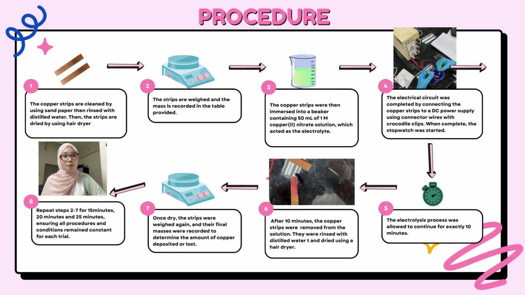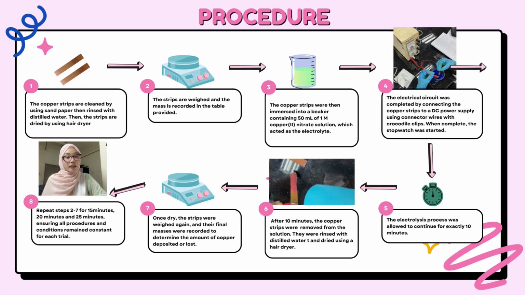First things first, the copper strips are cleaned using sandpaper before being used in this experiment. Then the copper strips are rinsed with distilled water and dried using a hair dryer. Second, the strips are weighed and the mass is recorded in the table provided as the initial mass. Third, the strips are dipped into 50 cm³ of 1 mole copper(II) nitrate solution.